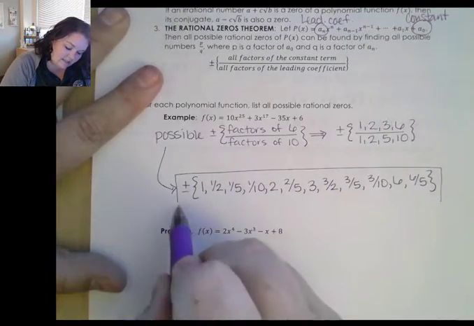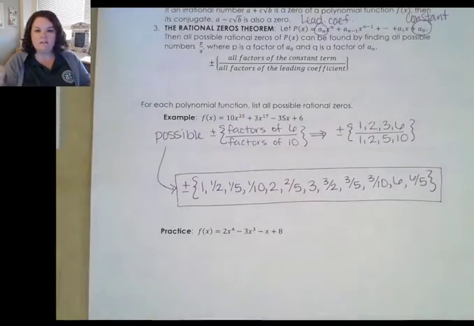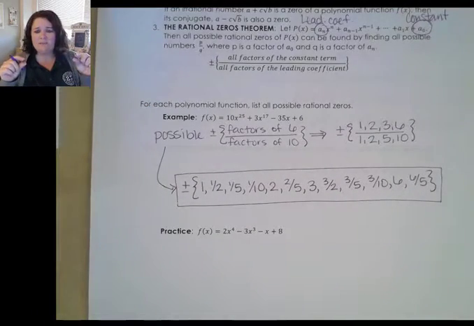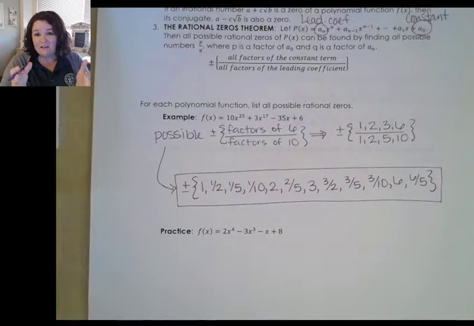Okay. Now again, this is not saying that all of these numbers are going to be zeros. This just says, here's a short list of numbers that you can try. They might be zeros versus just picking random numbers from the universe, right?